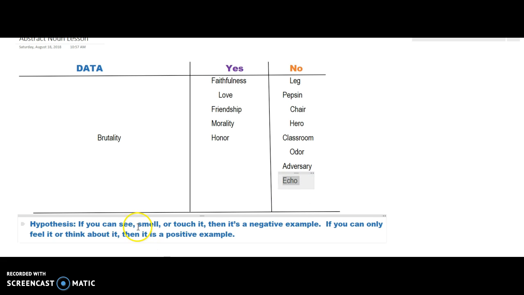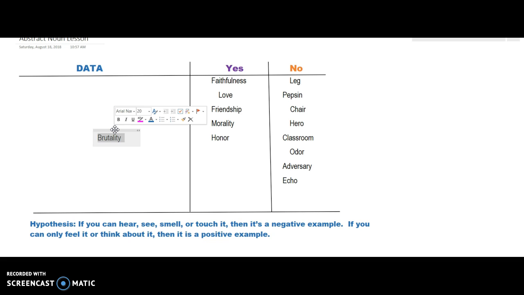So what do we need to add? Exactly. If you can hear, see, smell, or touch it, then it's a negative example. You know, sometimes I can hear, see, smell, or even touch a classroom. So this is working out. What about brutality? I might be able to feel the brutality of someone's actions. I can really think about what brutality means. It is a positive example.